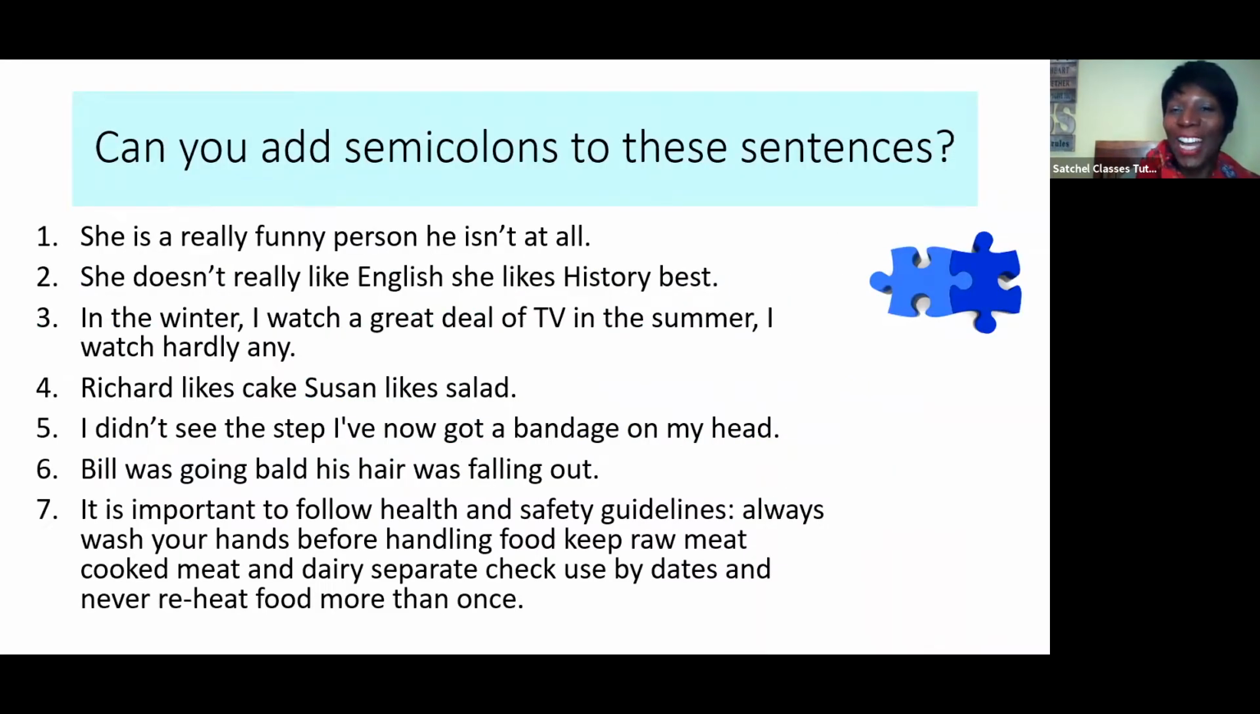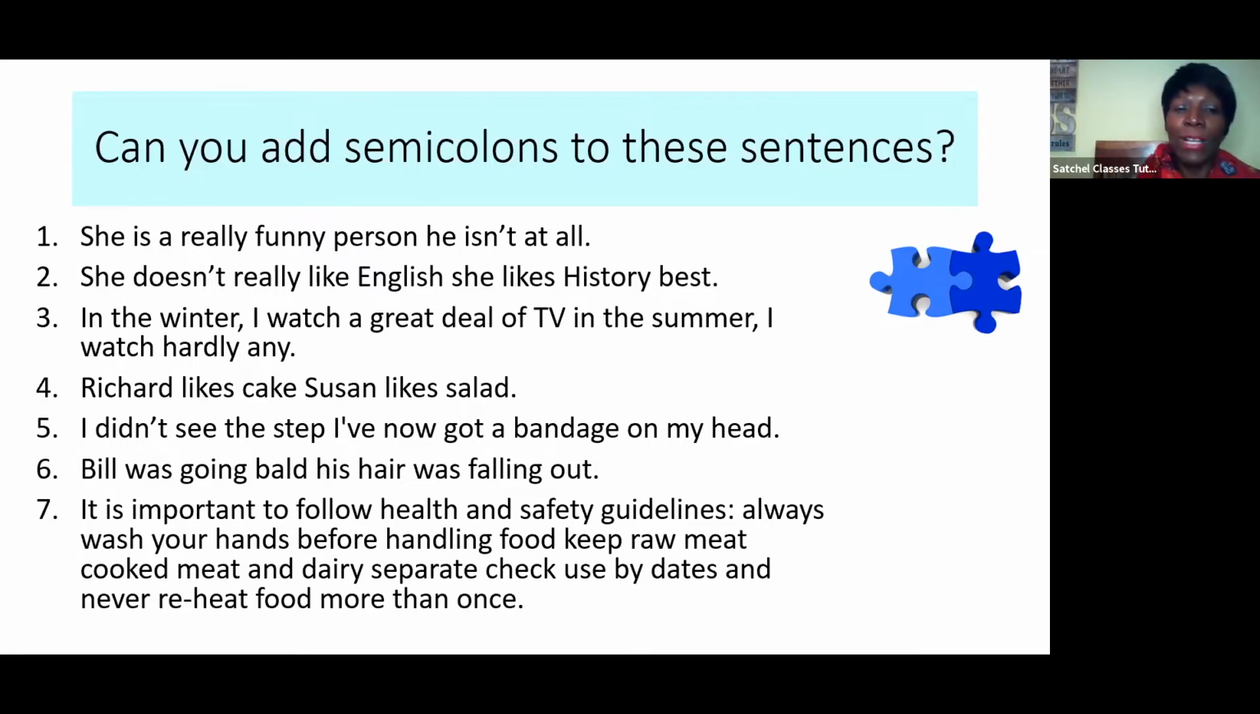Can you add semicolons to these sentences? Where would the semicolon go in number 1? She's a really funny person. He isn't at all. Where would the semicolon go in number 2? She didn't really like English. She doesn't really like English. She likes history better. More for her. English is obviously the best subject. No, but where would the semicolon go in that sentence?